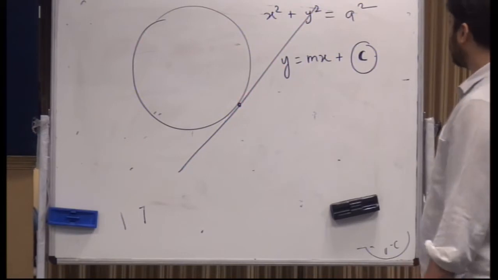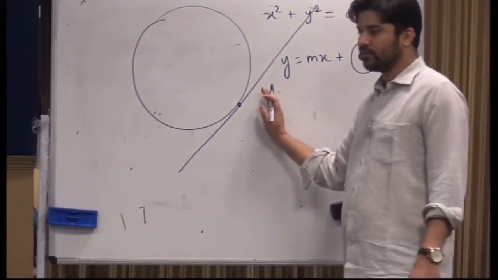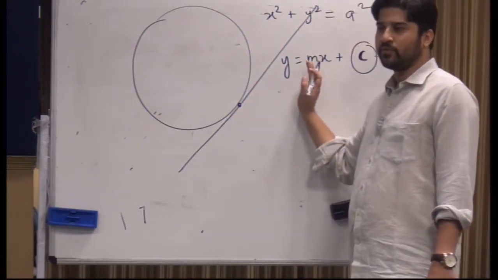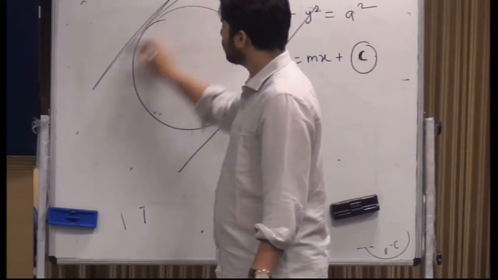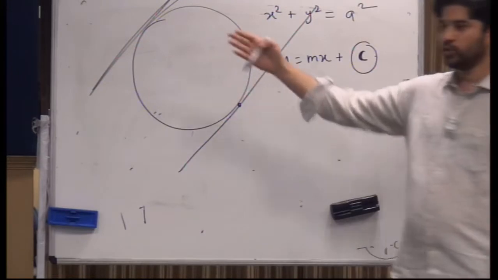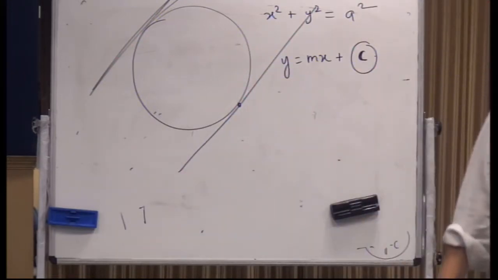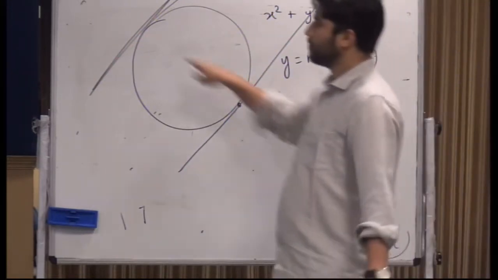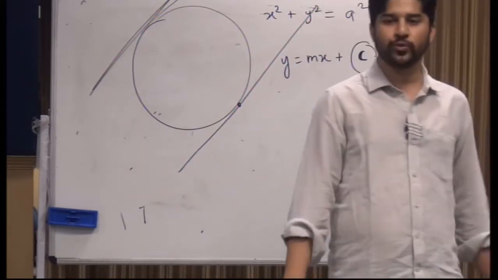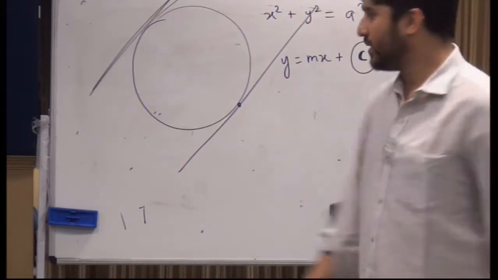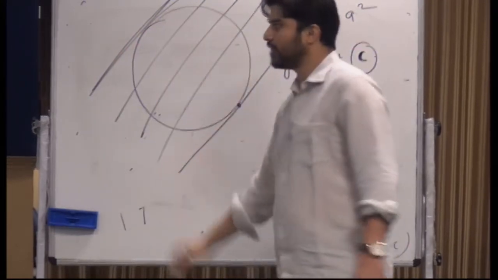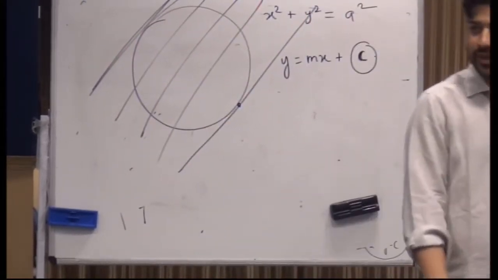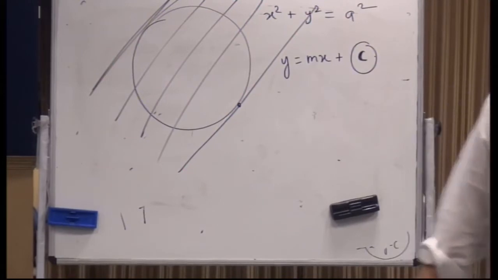If you see, the possible lines of slope m which can be tangent to this circle are two. There would be two lines whose slope is m, because these two lines are parallel and both lines are going to be tangent. There would be infinite lines of the same slope, but not all of them are going to be tangent. Only these two are going to be tangent.